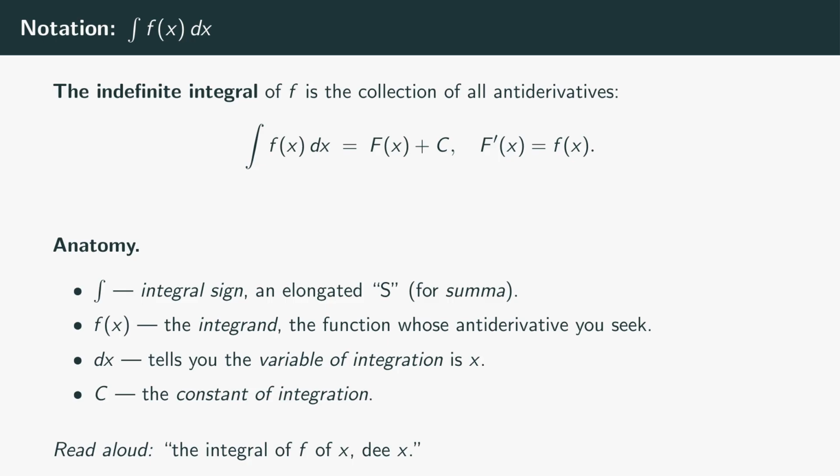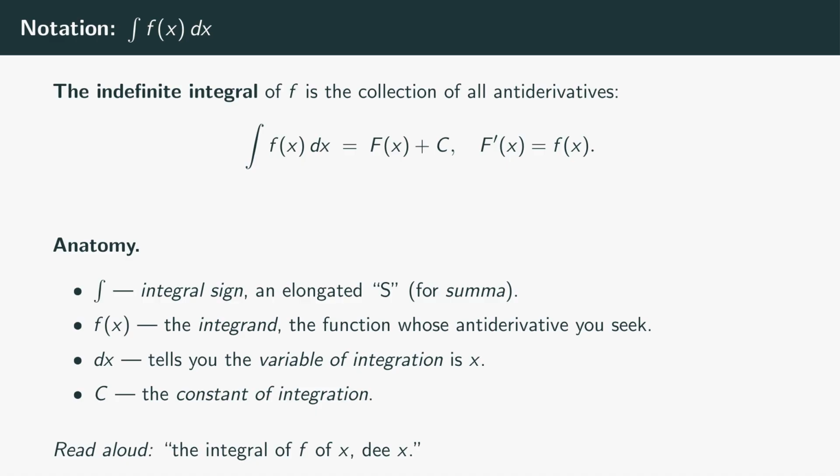The function inside is called the integrand. The dx at the end serves two purposes. First, it tells you what the variable of integration is, useful when there are several letters floating around. Second, and this is more philosophical, it's the infinitesimal width that the integrand gets multiplied by, which will matter a lot when we get to the definite integral next episode.